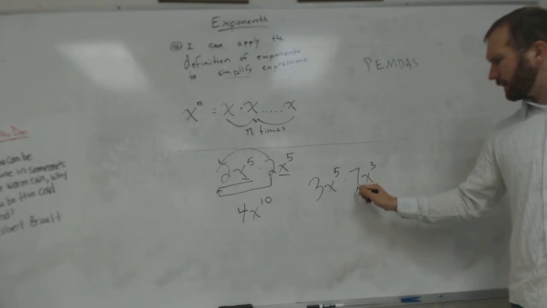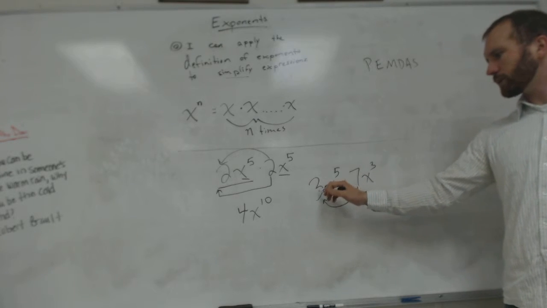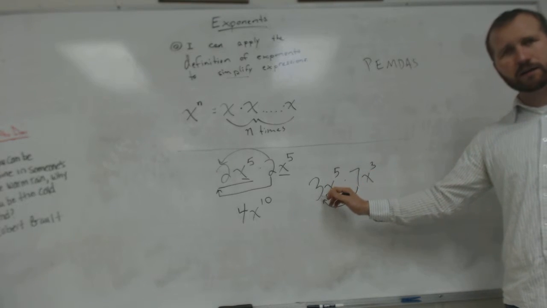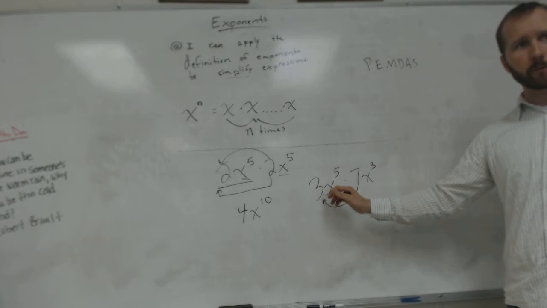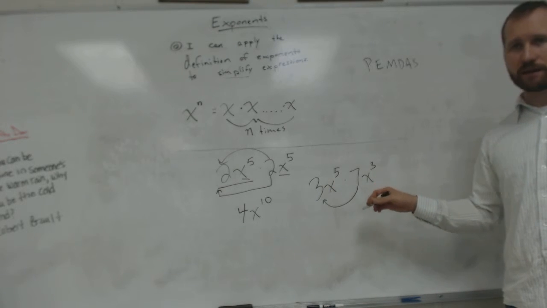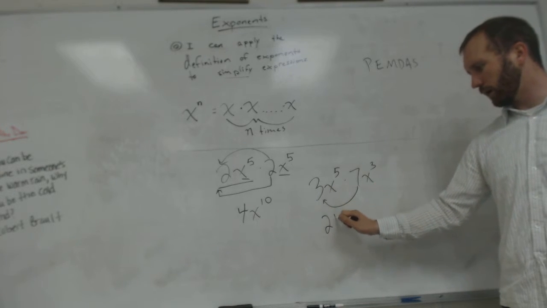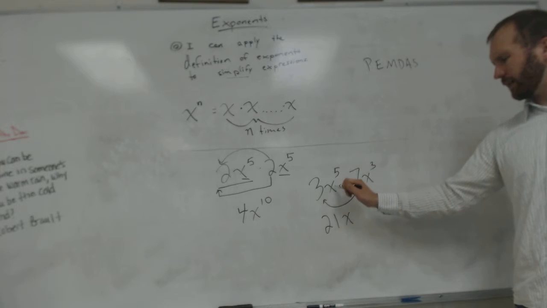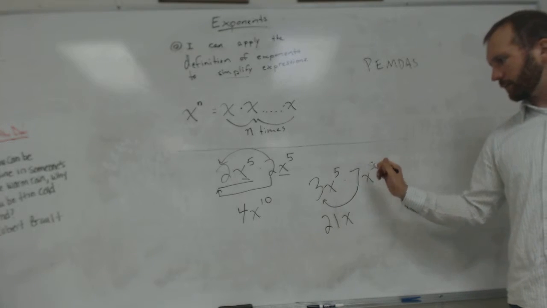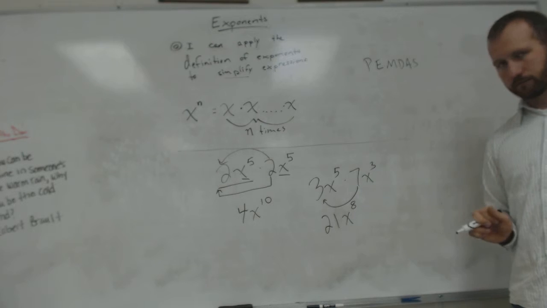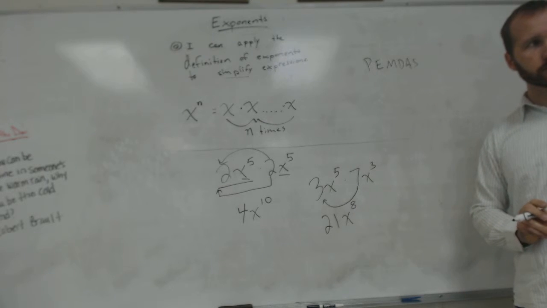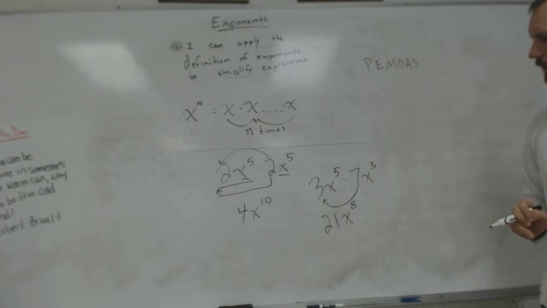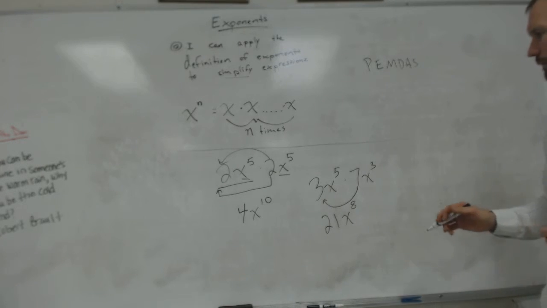First I'm going to combine the 3 and the 7, but they're multiplied. Those are coefficients. So 3 times 7 is 21. And then I combine the exponents by adding them, x to the 8. If you're ever confused, this is what you can do with exponents.